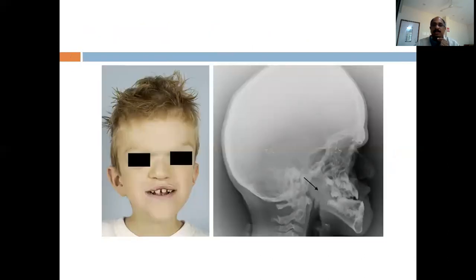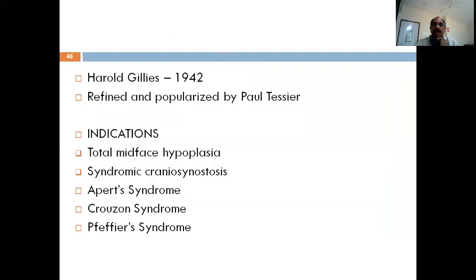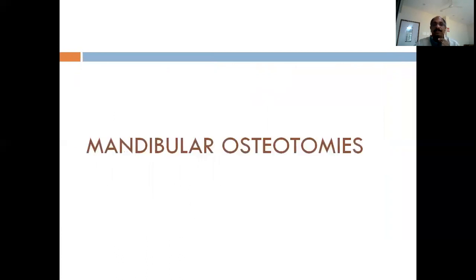So again, this is all for syndromic patients, the Le Fort 3 osteotomy. It was popularized by Paul Tessier, started by Harold Gillies. In a lot of syndromic patients, they try to do a nasomaxillary disjunction and bring the midface forward, especially visually, because syndromic patients end up with hypoplasia. There will be a lot of synostosis, so we have to fracture that area intentionally and try to bring it forward.